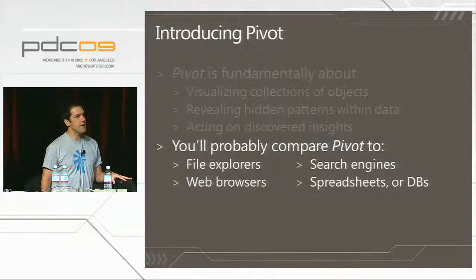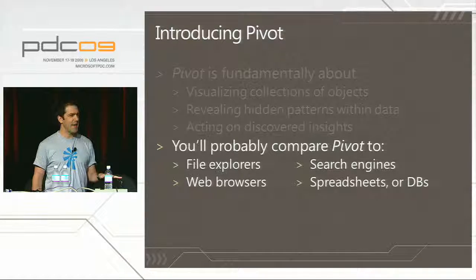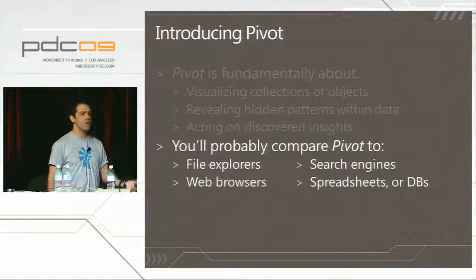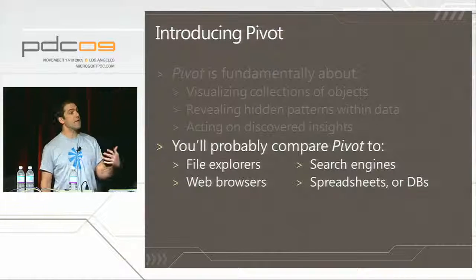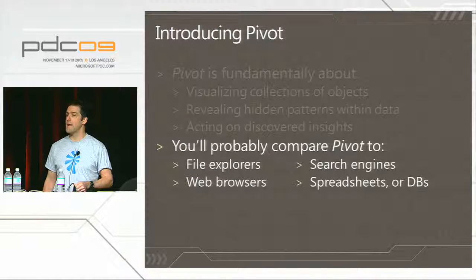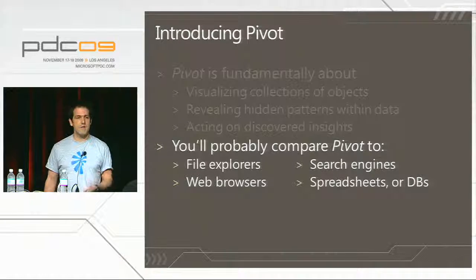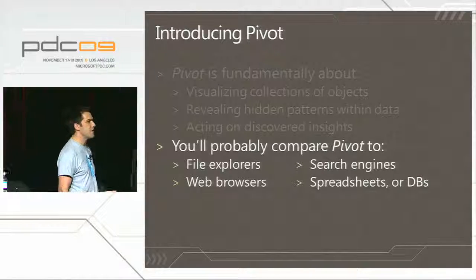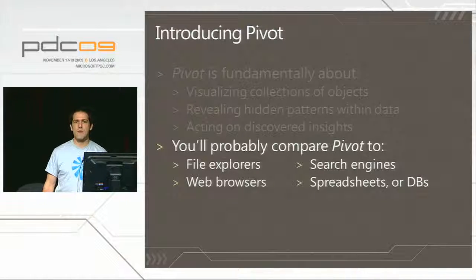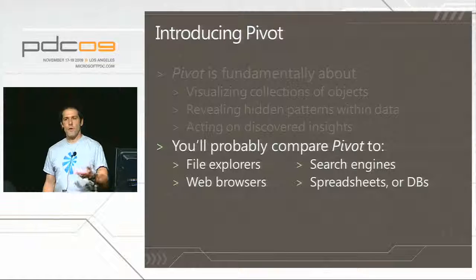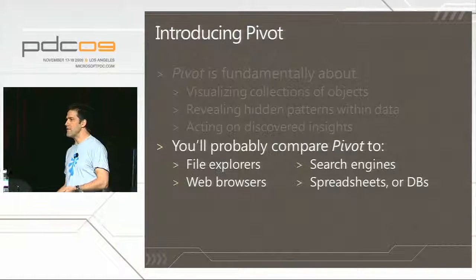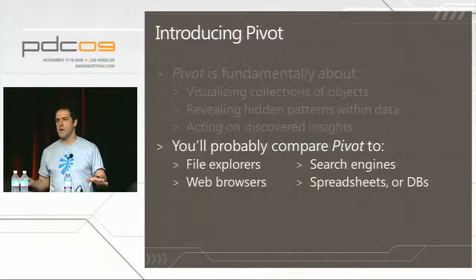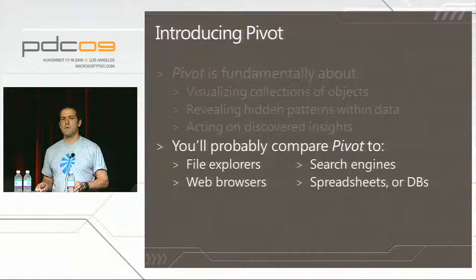It's going to be, I suspect, an application that is not quite like anything that you've seen before. You're going to draw similarities between many things that you have seen, but it's going to be an imperfect mapping. You might find it similar to a file explorer. You might see some similarity to how people navigate the web. You'll want to compare it to a search engine or even a spreadsheet or a database. It's something that really blurs the lines between what these well-established applications look like.